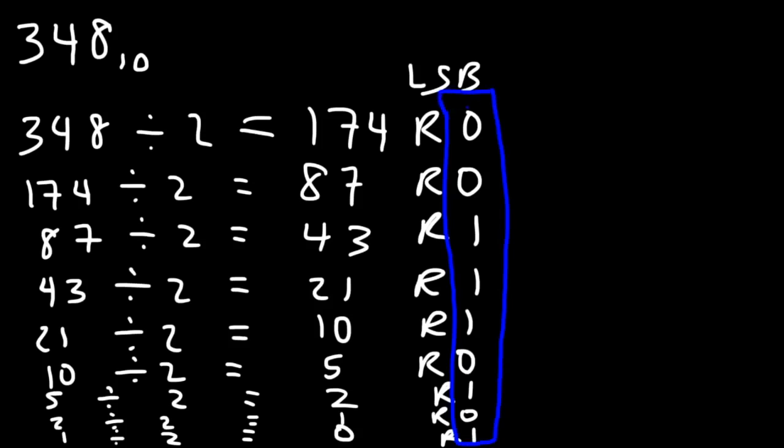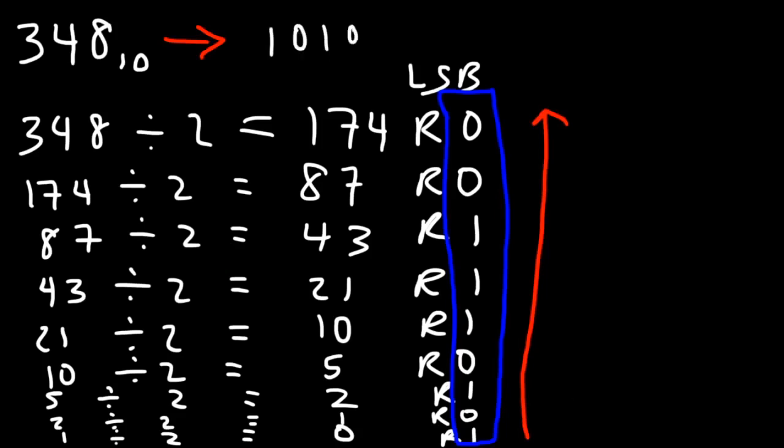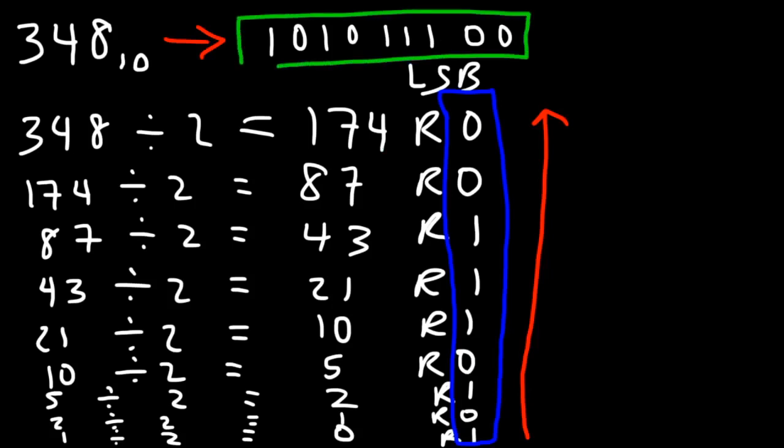And so that's the binary number that's equivalent to 348. So you need to read it from the bottom to the top. So the answer is 101011100. So that's how we can convert a decimal number into a binary number using successive division.